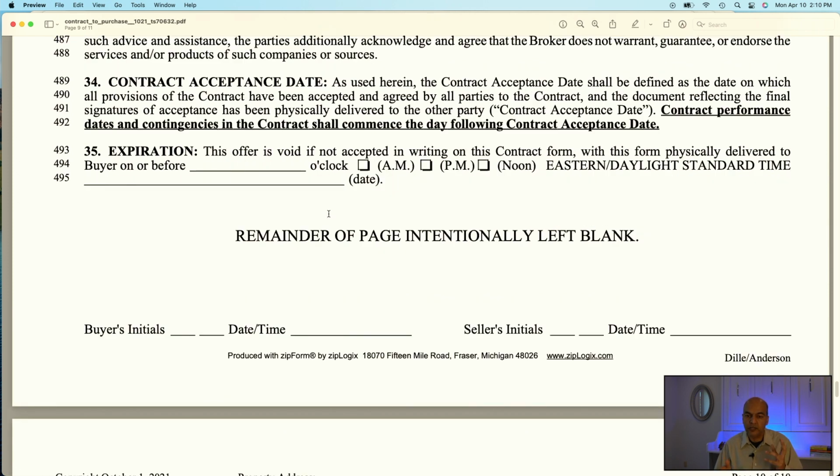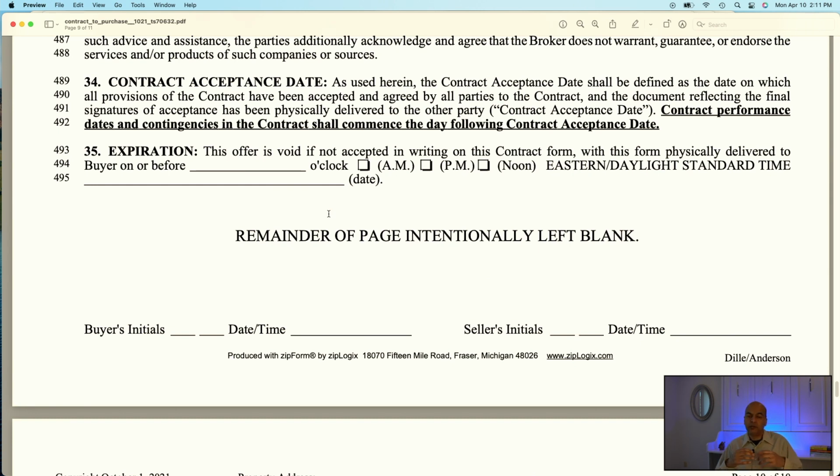Paragraph 34, contract acceptance date, basically states the contract acceptance date shall be defined as the date on which all provisions of the contract have been accepted and agreed to by all parties of the contract. So usually it's going to be by the last day. So buyer signs today, seller gets around to signing tomorrow. Assuming the offer hasn't expired, then tomorrow would be treated as the contract acceptance date.